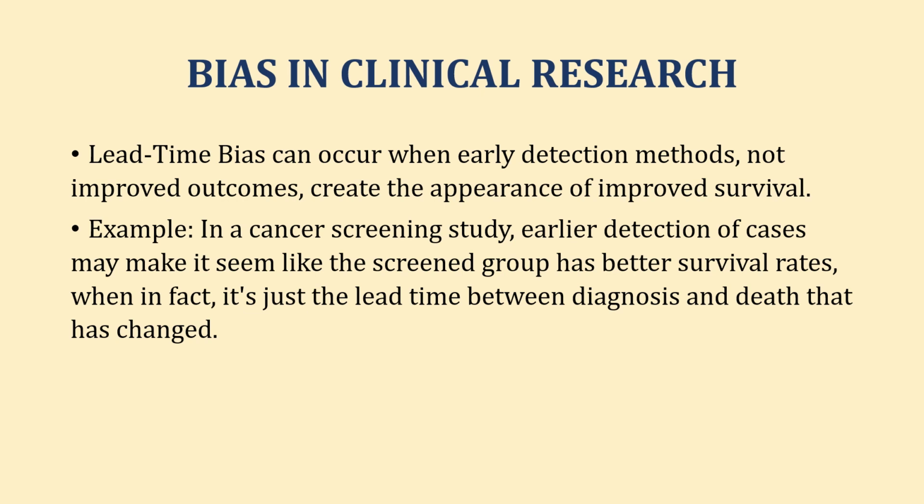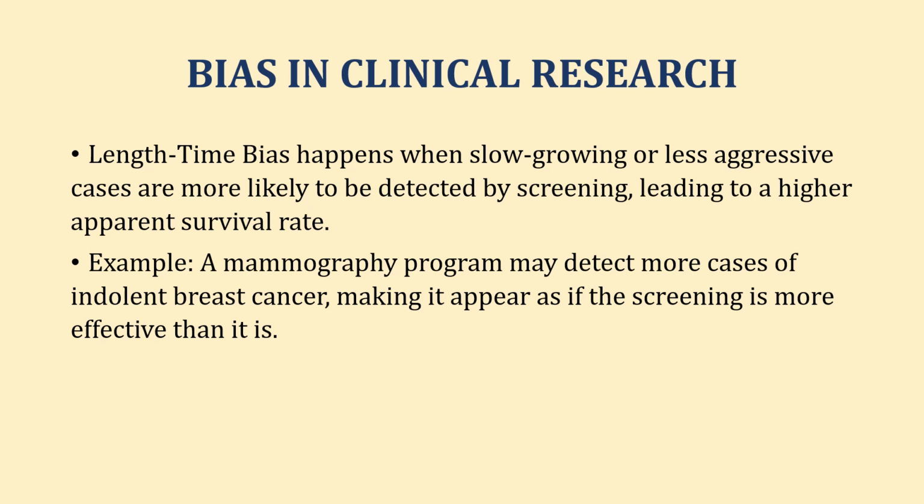An example is in a cancer screening study, where earlier detection of cases may make it seem that the screened group has better survival rates, while in fact, it is just the lead time between diagnosis and death that has changed. Length time bias happens when slow-growing or less aggressive cases are more likely to be detected by screening, leading to a higher apparent survival rate. For example, a mammography program may detect more cases of indolent breast cancer, making it appear as if the screening is more effective than it is.